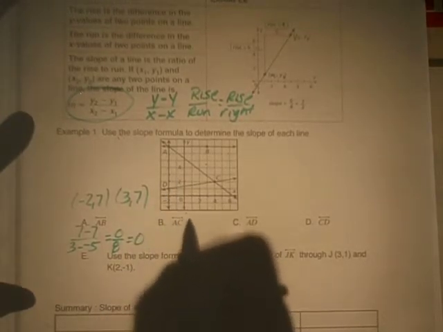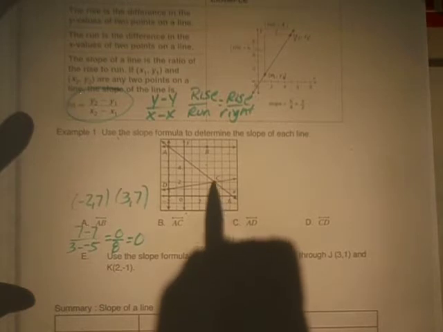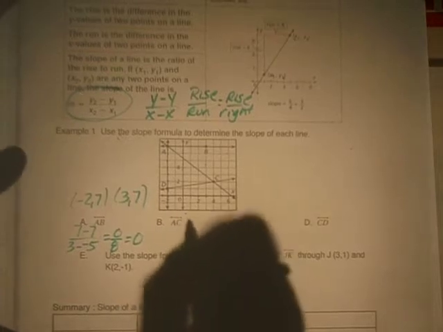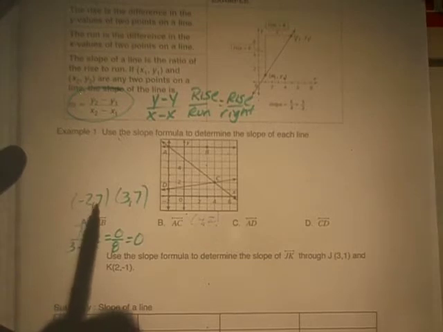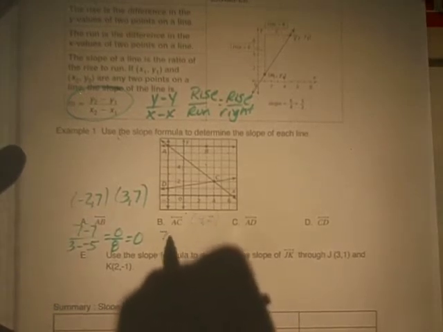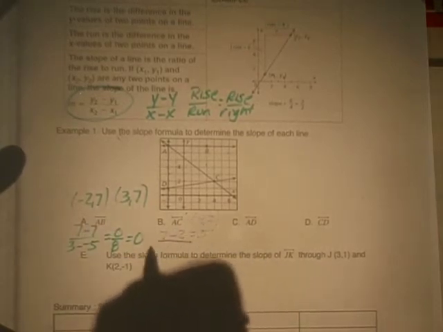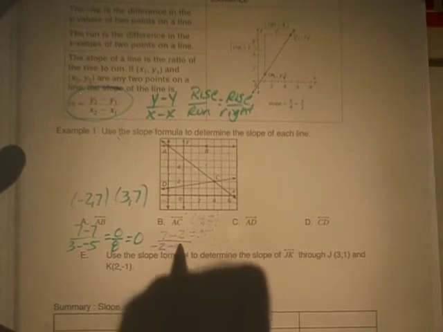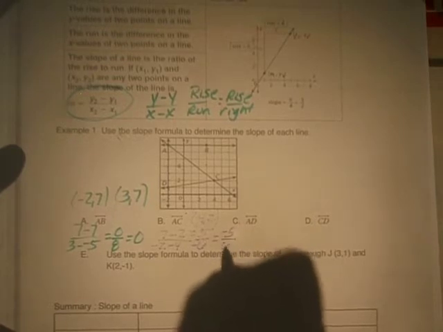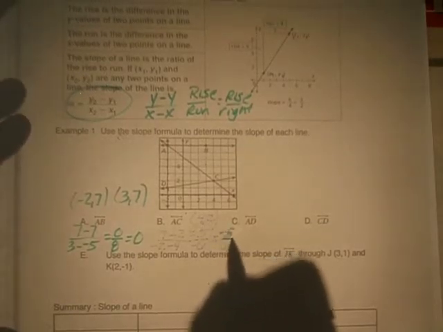AC, A we know is -2, 7. C is going to be the ordered pair 4, 2. So if we do y minus y, 7 minus 2 is 5. And then -2 minus 4 will be a -6. So we will end up with a -5 over 6.